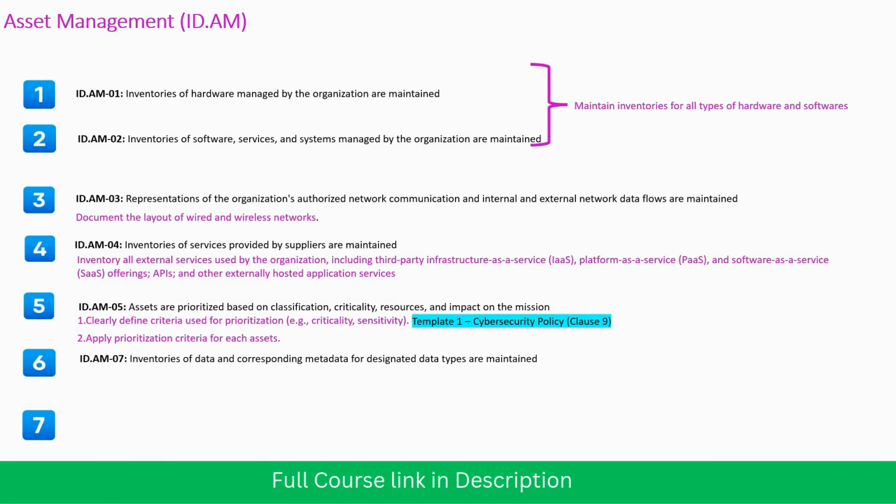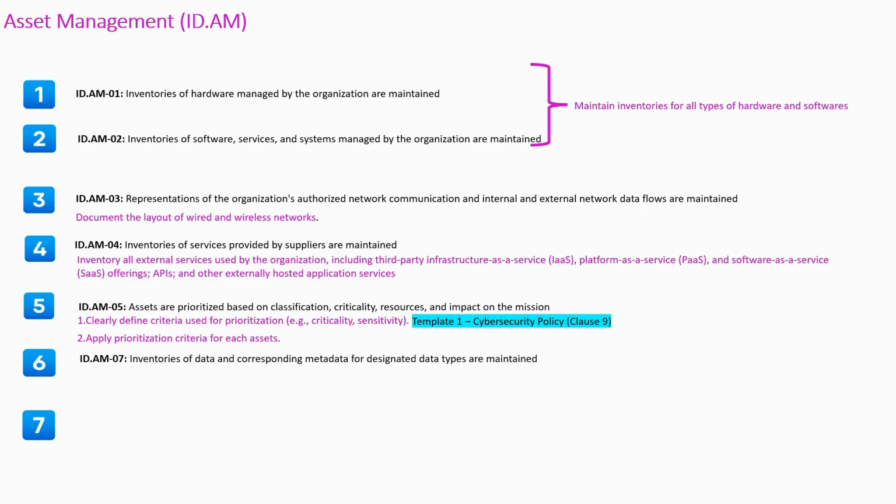Sixth subcategory requires that inventories of data and corresponding metadata for the designated data types are maintained. Now, metadata here refers to details about the data such as its origin, who is the owner of the data, what is the format, when it was created, how to use it and what are the permissions required. So it is details about the data.